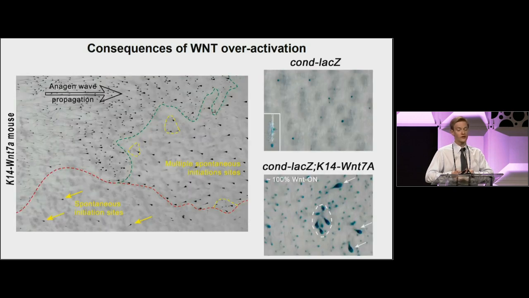The role of Wnt signaling in this process can be further validated in mutant mice, such as the K14-Wnt7a mouse originally generated in the laboratory of Dr. Sarah Miller, where overexpression of Wnt signaling makes mouse skin behave more like rabbit skin, where you have many more spontaneous initiation sites appearing at once and very complex hair growth waves that collide and fuse with one another, leading to more dramatic hair regeneration patterns.